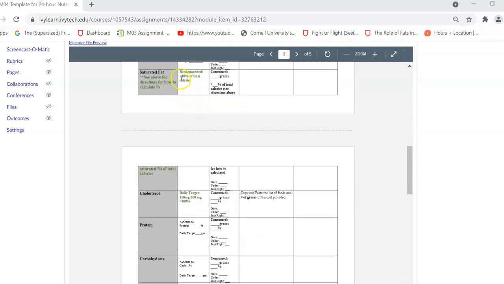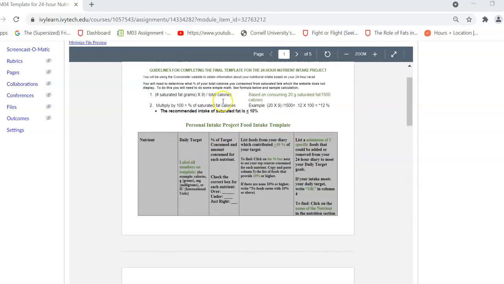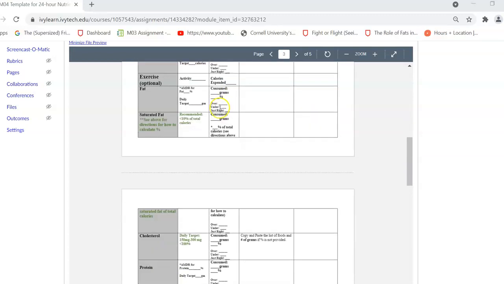Saturated fat, as I said above, we want it to be less than 10%. And this is where you will include your information you achieved up here. Okay? So that is where you're going to input that information. You're going to write down your number of grams you consumed.